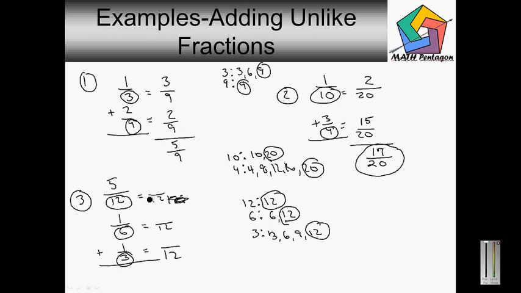So 12 times 1 is 12, and 5 times 1 is 5. 6 goes into 12 2 times, and 1 times 2 is 2. 3 goes into 12 4 times, and 4 times 1 is 4. So we add up. We keep the denominators the same, 12. And we just basically add 5 plus 2 is 7, plus the 4 would be 11. So our final answer to this would be 11 over 12. 11 over 12 will be our final answer.